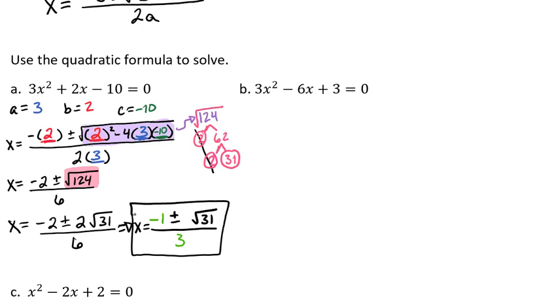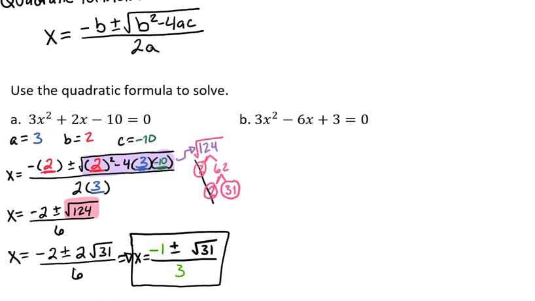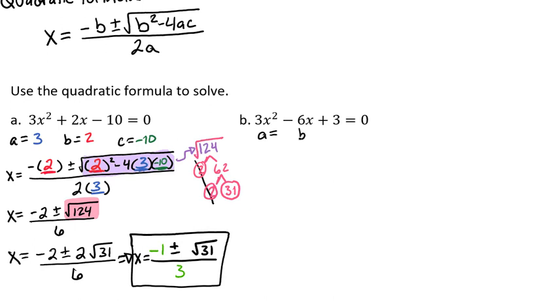Let's do the quadratic formula with letter B. Here we have 3x squared minus 6x plus 3 equals 0. We see that it's written in standard form. Now we're going to find what our A, B, and C are. We have an A value of 3, a B value of negative 6, and a C value of 3. This time when I plug it in, I'll put them in as I go, in case that's what you'd like to do, so you can see that as well.